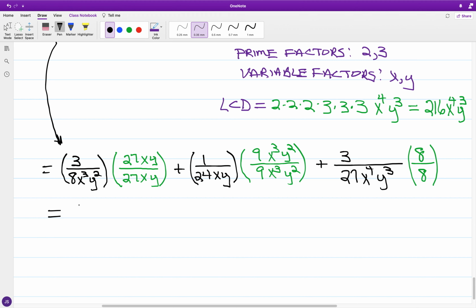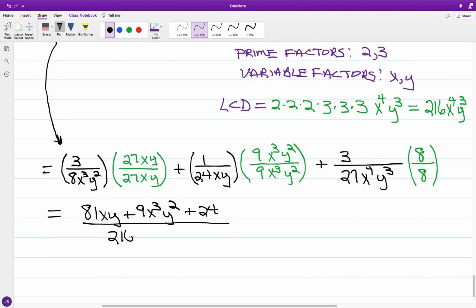So just taking what we have now, you have 81xy plus 9x cubed y squared plus 24, and we have all over 216 x to the 4th y cubed.